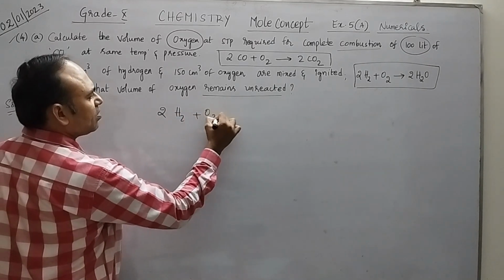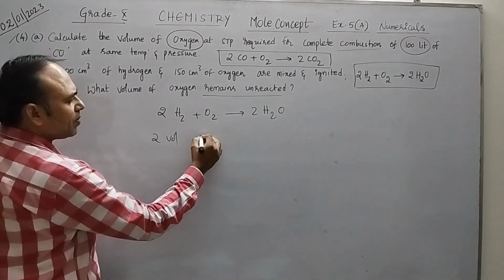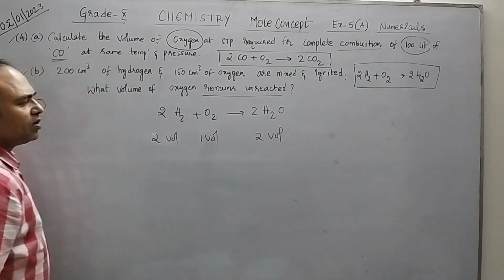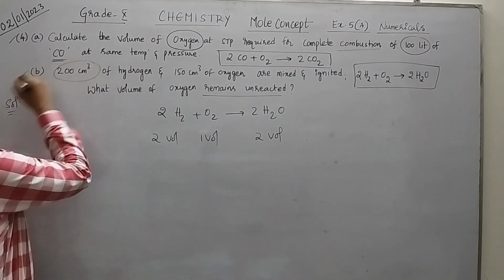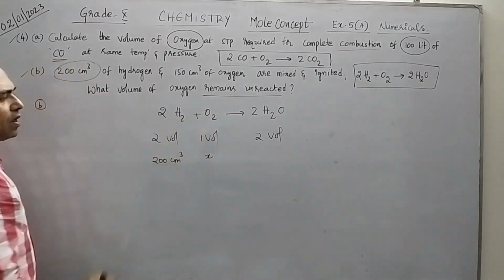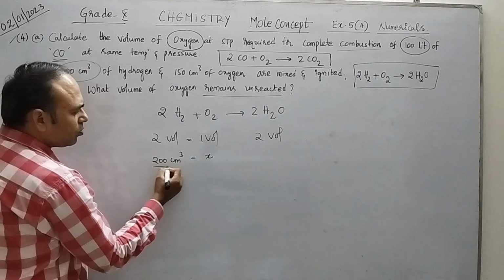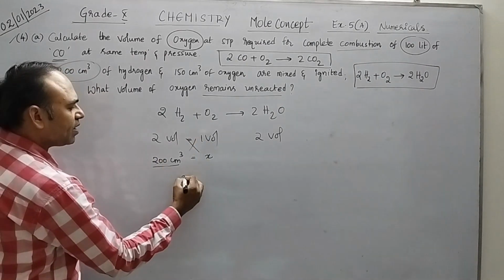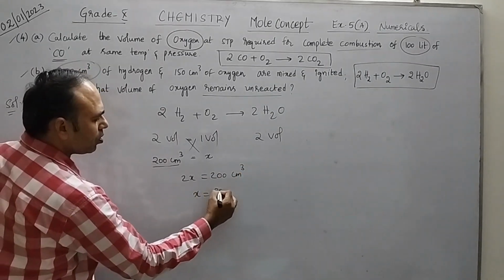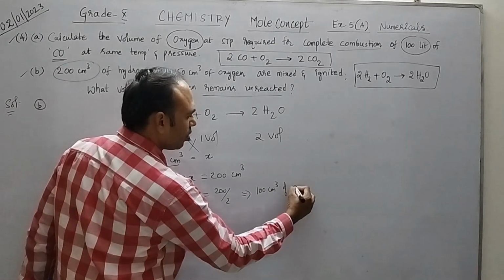2H2 plus O2 gives us 2H2O. Now we write: 2 volumes of H2 combine with only 1 volume of oxygen and we get 2 volumes of water. Now what is given? 200 centimeter cube. For this let us take x, equate this. For 2 volumes, 1 volume. Now for 200 centimeter cube, how much is required? So we can take it as 2x is equal to 200 centimeter cube. Therefore x is equal to 200 by 2, nothing but 100 centimeter cube of oxygen.